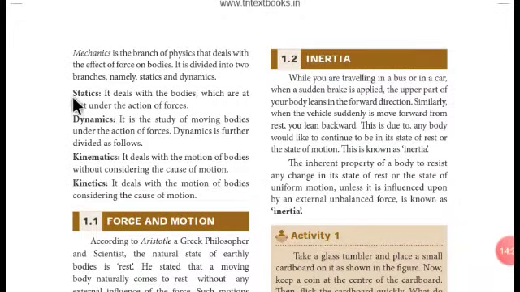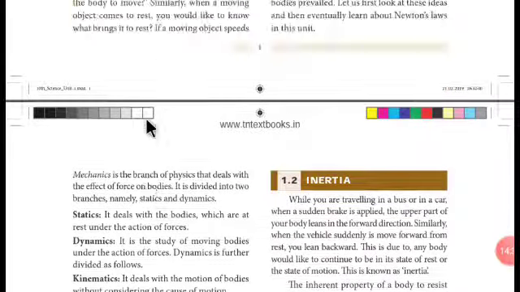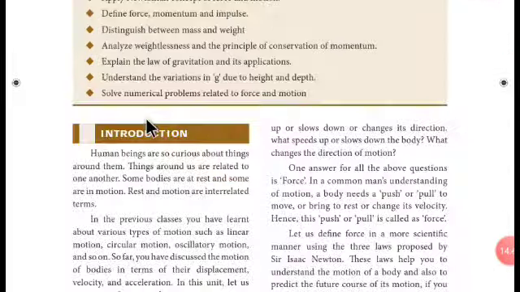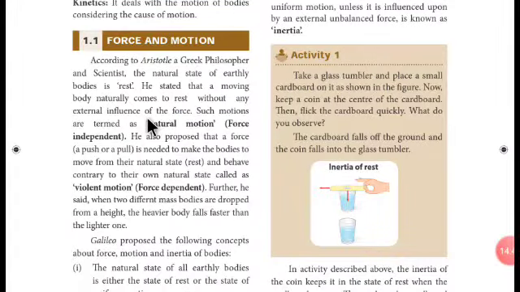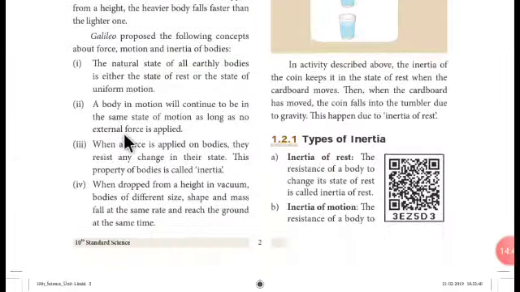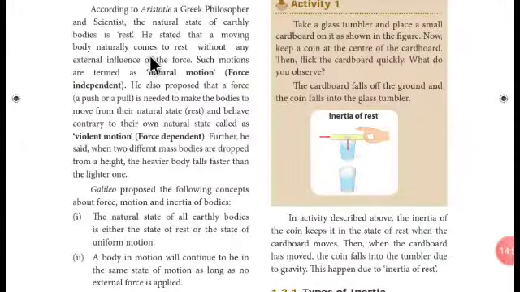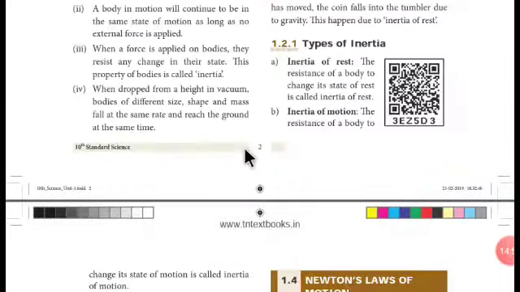So these four subtopics are very important, and you must read these definitions to get a good grasp of this topic. So that's all for this lecture 1.1, introduction to laws of motion. In the next lecture I will be dealing with force and motion as well as inertia.